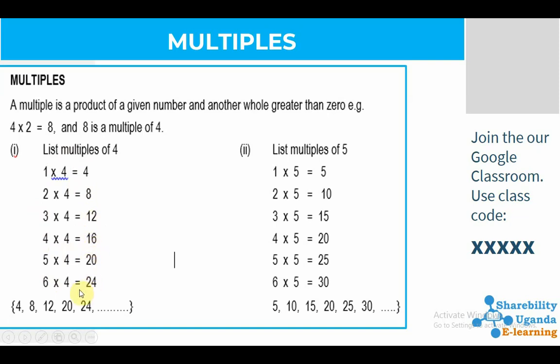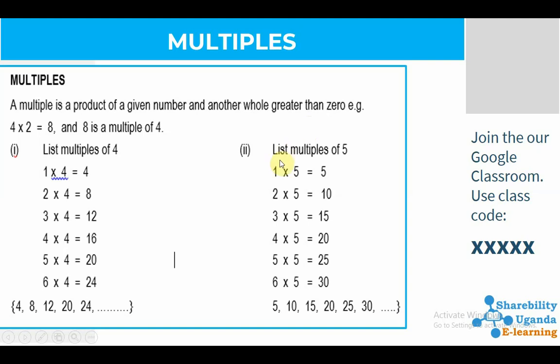Alright, so that means we shall be having our multiples of 4 as these numbers. We have also been given another example. They are saying list for us the multiples of 5. Using the same concept of getting a multiple of a number, to get a multiple of a number, you get that number which is given and multiply it by a number which is greater than 0. So we are going to start with 1.